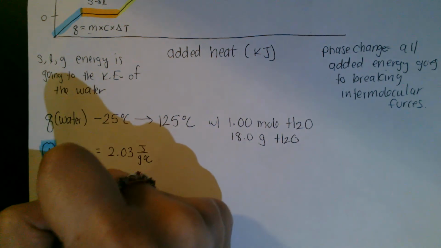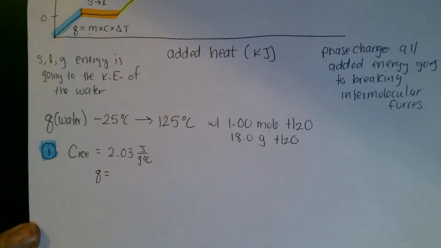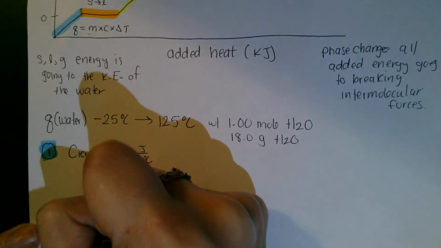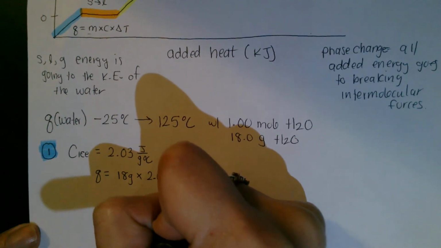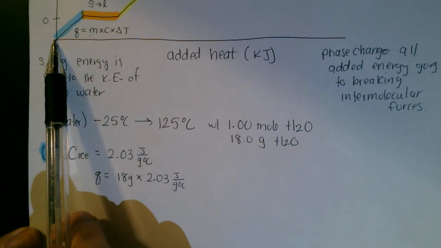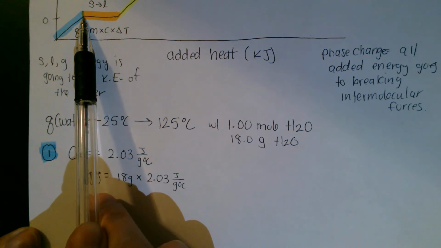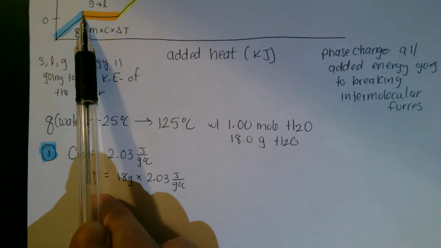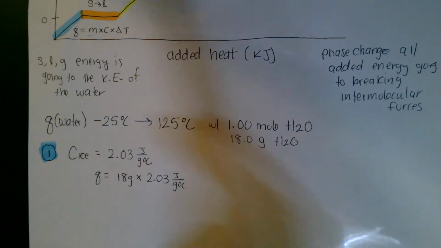Okay, so our Q is going to equal MC delta T. So our mass, 18 grams, times 2.03 joules per gram degree Celsius. If we look at this segment, it's starting at negative 25. This segment stops at the freezing temperature of our substance. Since this is water, it's 0. If this had been ethanol or something other than water, again, you're looking for that freezing temperature. That's where this segment stops.